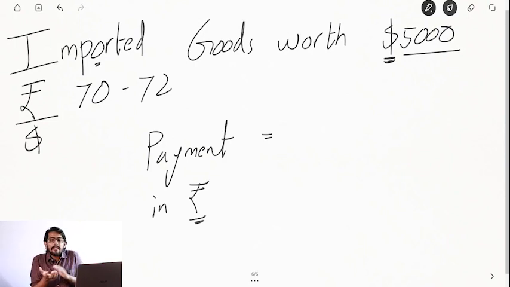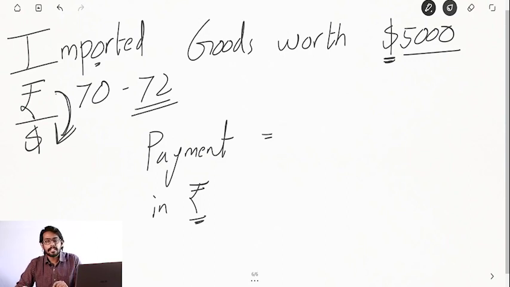You are an Indian importer. In your hand, you have rupees. Guys, pay attention. In your hand, you have rupees. Now you have to convert this rupee to dollar. You have to convert rupees to dollar. At what rate will you do that? You will do it at the ask rate.